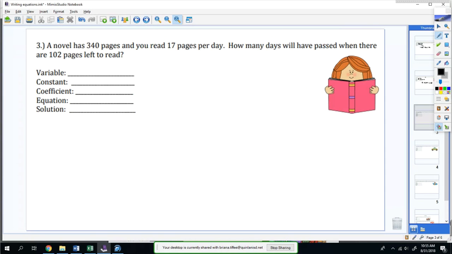All right, number 3. A novel has 350 pages, and you read 17 pages per day. How many days will have passed when there are 102 pages left to read? So your variable is going to be D, days, because you're trying to figure out how long this will take in the amount of days. Your constant is 350, because that's how many pages are in your novel. You're going to read 17 pages per day, so that's your coefficient. That's your rate, pages per day.